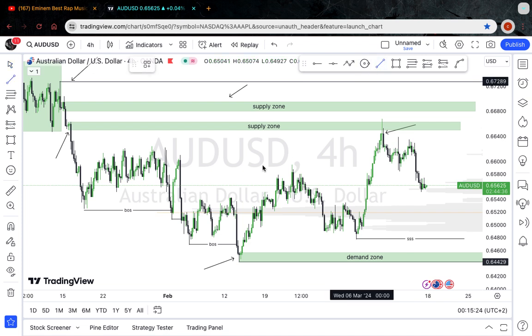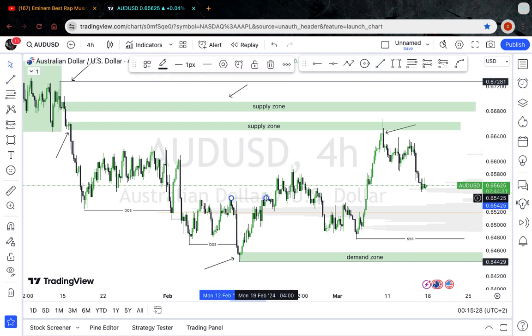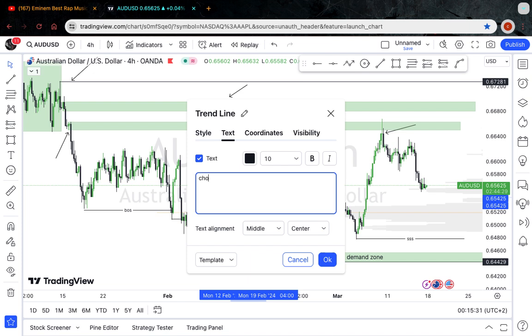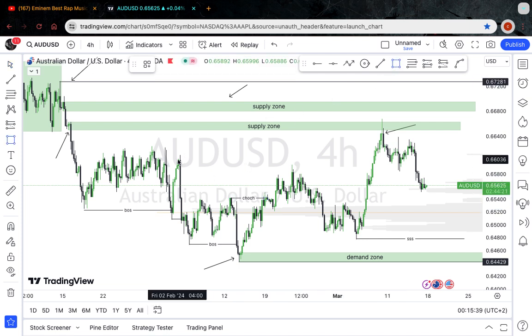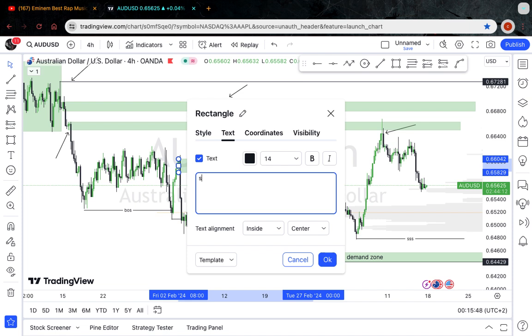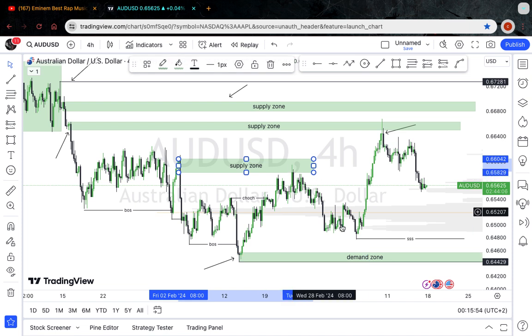And then from here we got a change of character. This is the first high that the market broke since it was pushing in a downtrend, and then it took out this high that gave us a change of character. Just above that change of character, we had the supply zone that was tested, and then the market went accordingly. It respected this supply zone, and then the market pushed to the downside.